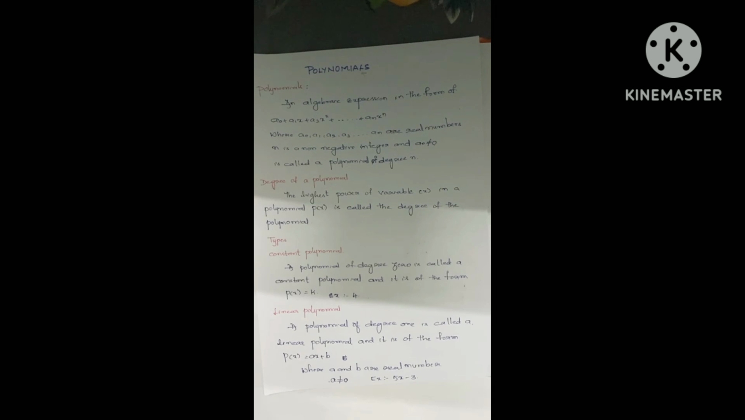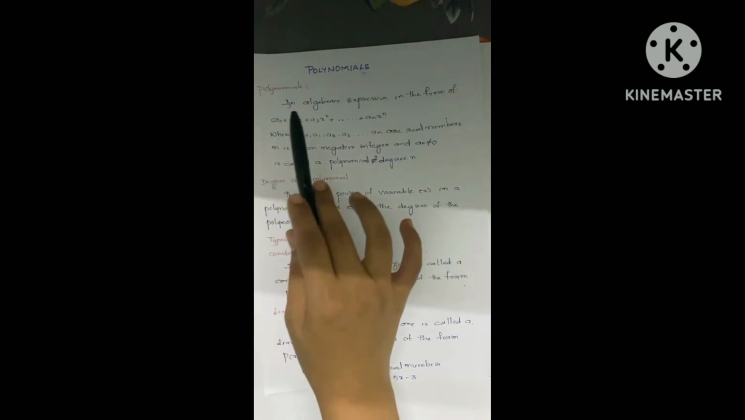So today in this video we're going to start the second chapter, that is polynomials. In this chapter we'll see what are polynomials, what is the degree of the polynomial, types of polynomial, zero of a polynomial and value of a polynomial. Before starting with this chapter, we'll have an introduction. So first we see what is this polynomial.